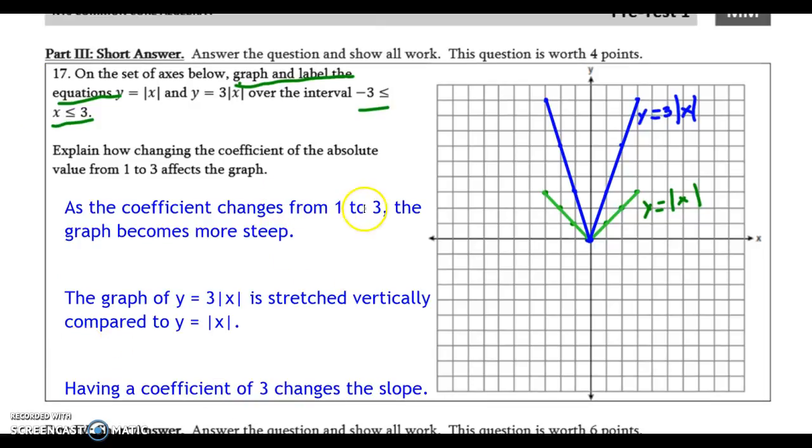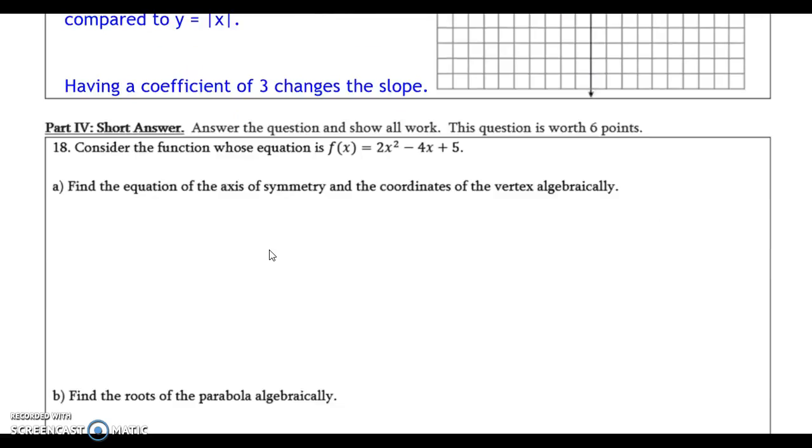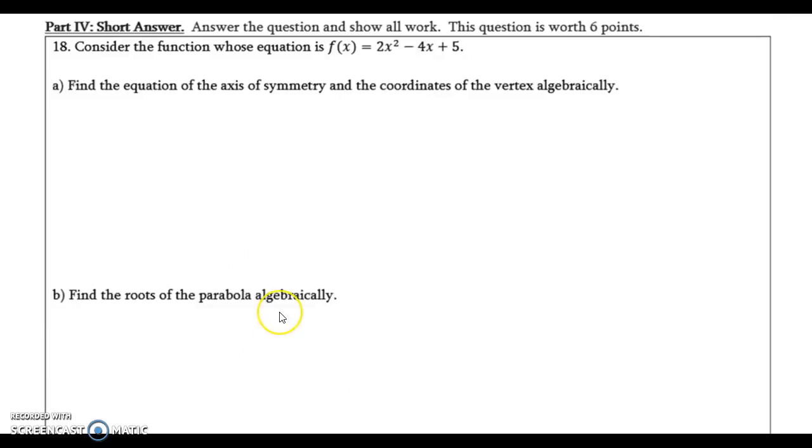As the coefficient changes from 1 to 3, the graph becomes more steep. Also changes the slope. Also is stretched vertically compared to y equals absolute value of x. All of these answers are appropriate. We're just looking for the idea that the graph of 3 absolute value of x has been stretched or changed in that way. Take a look at question number 18. That's the last question on this mini-mock.